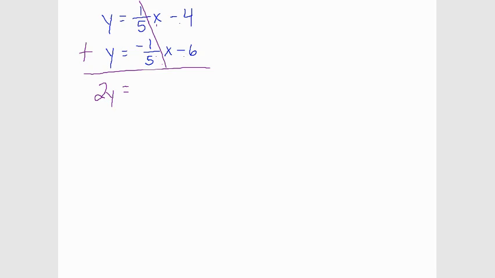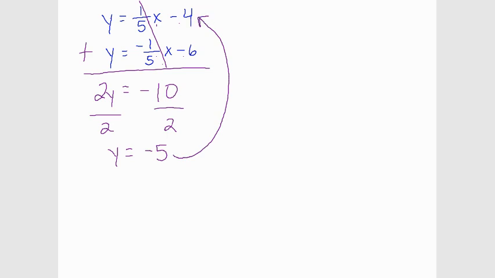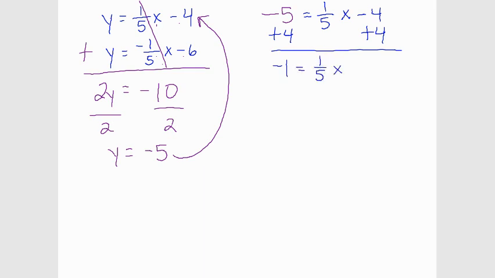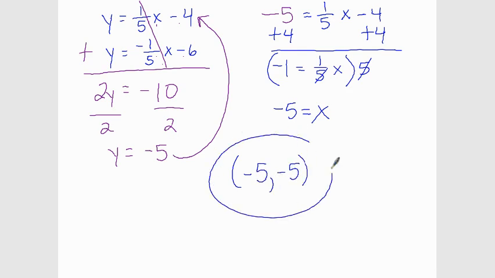Negative 4 plus negative 6, that's negative 10. And we divide by 2. This one turned out to be a nice, quick example. Let's go ahead and plug that back into this first one. So we get negative 5 equals 1/5 x minus 4. Let's go ahead and add 4 to both sides. So we get negative 1 equals 1/5 x, and then we'll multiply everything by 5. So this cancels, and we get negative 5 equals x, which means our final solution is negative 5, negative 5.